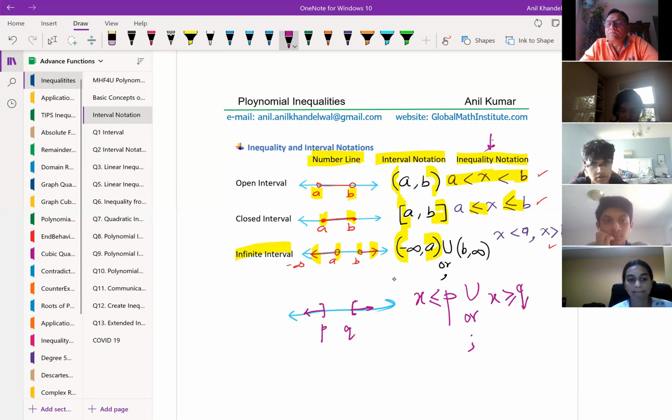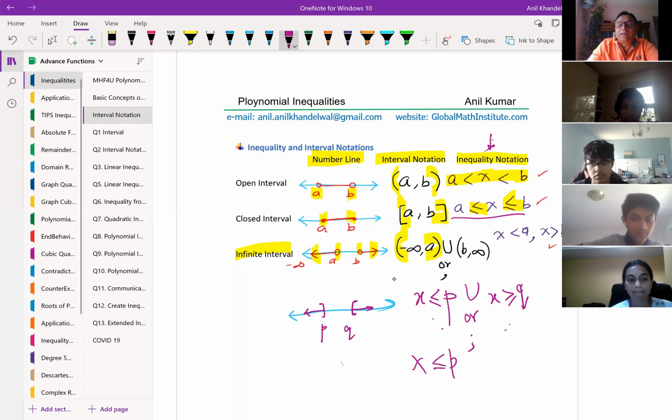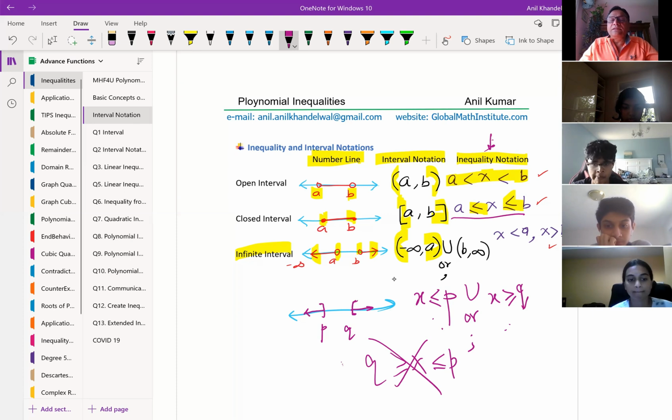Now, do you see in inequality notation, I have written two different inequalities to represent the situation which has a gap in between, correct? So whenever there is a gap in between, that many different inequalities will be written as part of the solution. Very important. You cannot write it like this. If you write that X is less than or equal to P or something, greater than or equal to Q, that will be wrong. Don't mix it up like this. You have to write it separately. Very important.